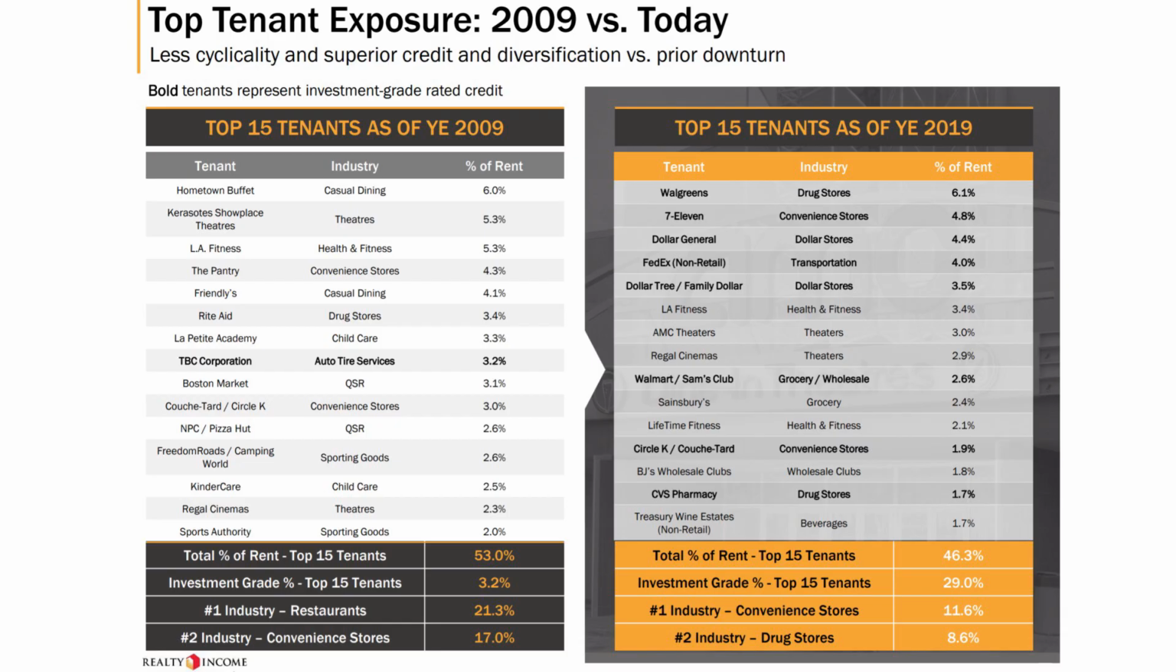Realty Income learned some lessons from the financial crisis and have significantly improved their portfolio since 2009. Take a look at this comparison. They have moved towards safer tenants, reduced the percentage of rent they receive from their top 15 tenants, increased the investment grade of their top 15 tenants by a significant margin, reduced the exposure to any one industry, and moved towards safer and more stable industries.